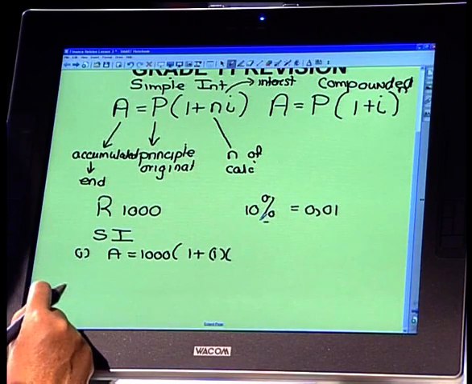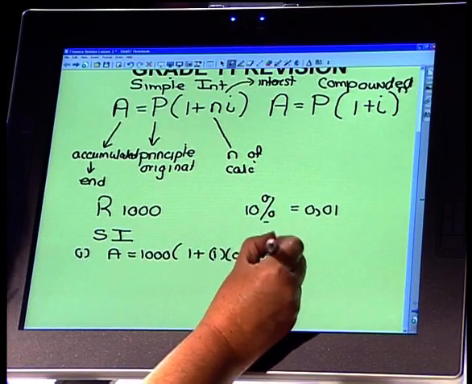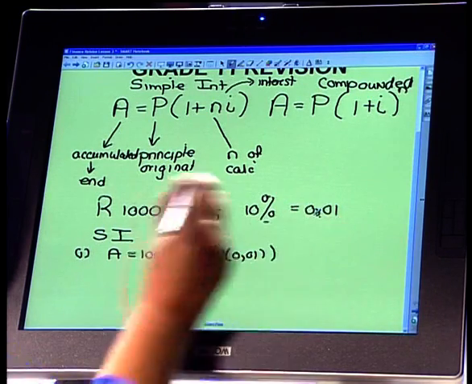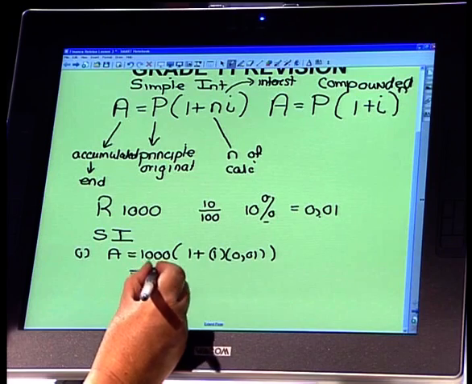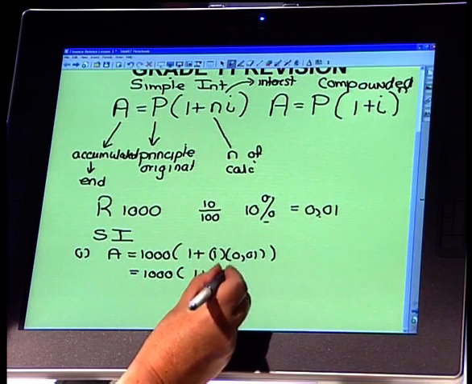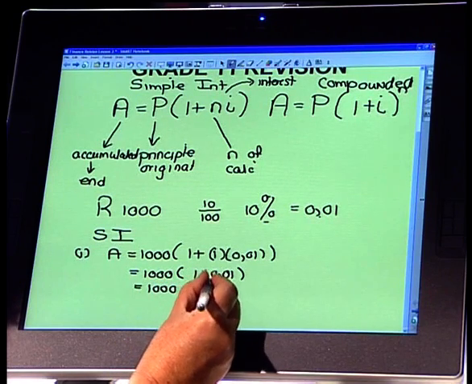Good news for you, you have got a calculator that allows you to work with percentages. So if you are more comfortable working with percentages, that is absolutely fine, because you can actually input that straight into your calculator. So over here, I'm going to go 0,01. We know that we get that because 10% means 10 out of 100, and thus that decimal 0,01. Right, so if we do that, we're going to get 1,000 times 1,01.